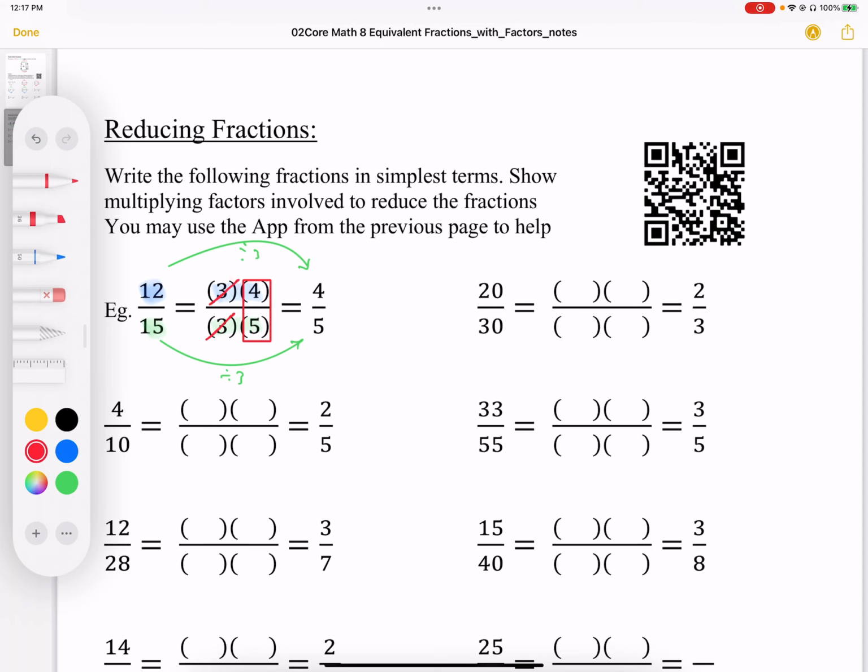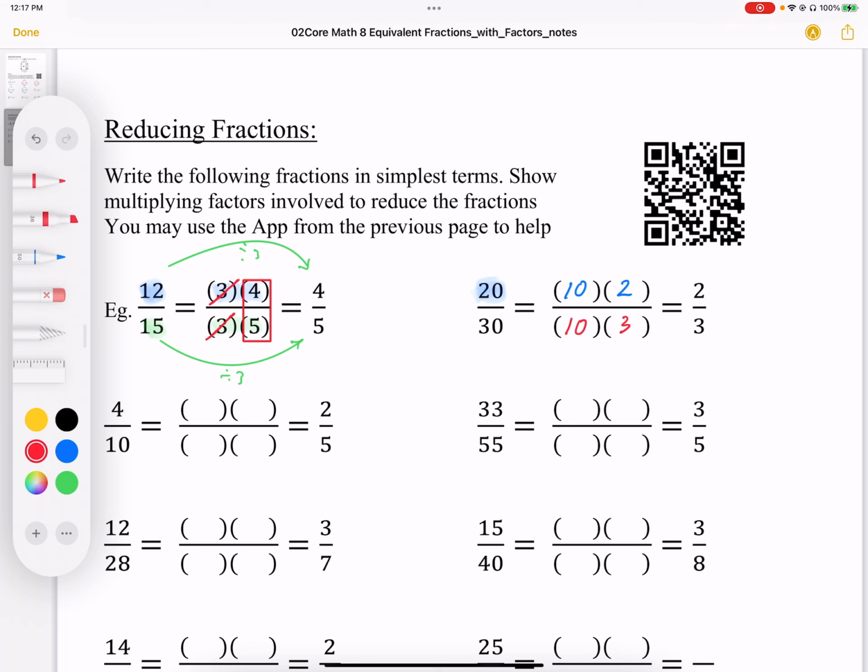So this strategy is showing the factors, and we can get rid of the factors. We can reduce or divide the fractions by getting rid of the factors. So for the next one, 20 can be written as 10 times 2. Now, although there's other factors, I'm going to choose the biggest common factor, 10 on top and bottom. So I'm going to have 10 times 3 on the bottom.